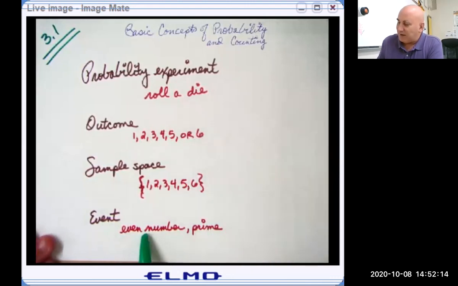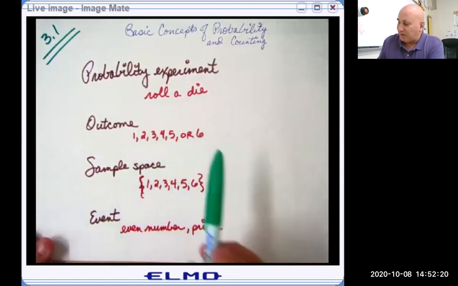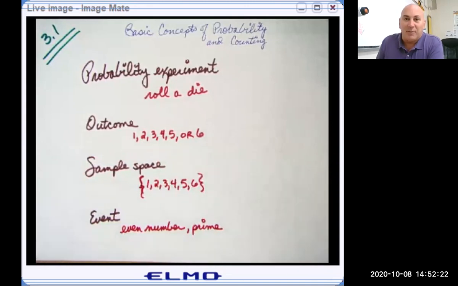For instance, an event might be rolling an even number, and that's 3 outcomes, a 2, a 4, or a 6. Or rolling a prime number, a 2, a 3, or a 5. Ooh, and if you thought 1 was a prime number, we're gonna have to talk about that.